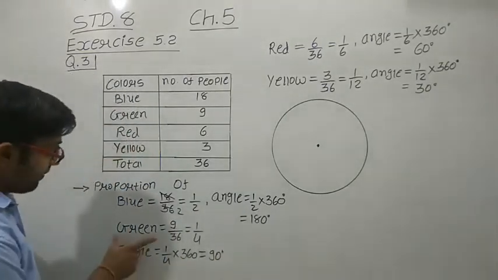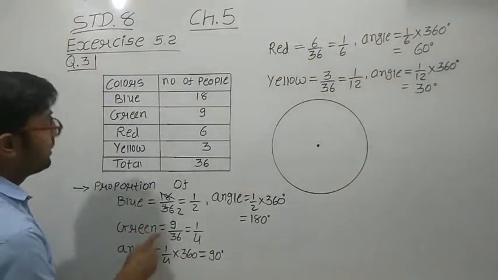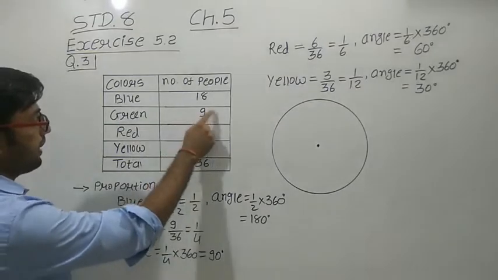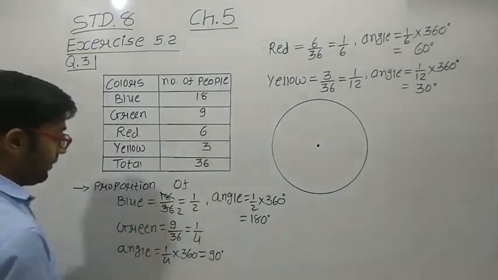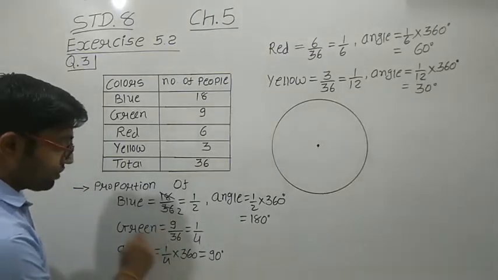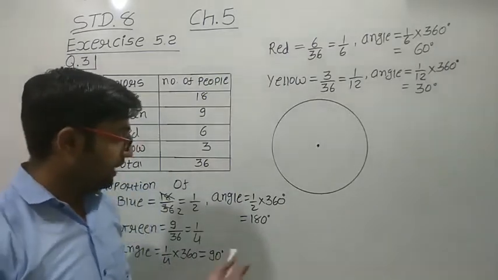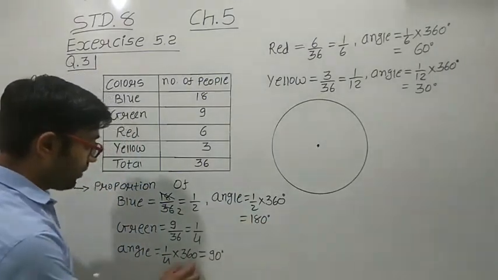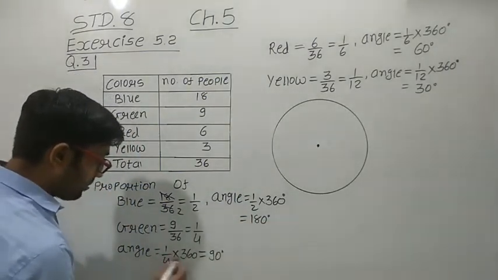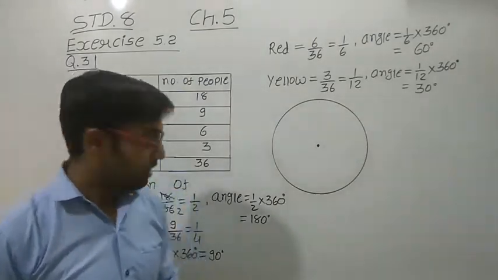Now, in the same way, we can get the proportion of the green color. The number of people who prefer the color green is 9. So 9 upon 36, and we can cut it by 9. 9 fours are 36. We get the proportion 1/4. Now we can multiply it with 360 degrees to get the angle. So the angle we get here is 1 upon 4 into 360 degrees, that is equal to 90 degrees.